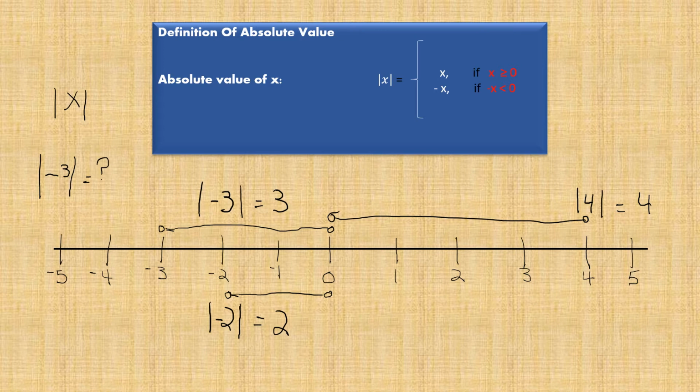But keep in mind, and this is important, the absolute value will always be positive or 0. Let me repeat that. The absolute value will always be a positive number or 0. And inside this blue box right here, this is the formal definition of the absolute value. So what I want you to do now, just stick around. I'm going to show you how to add, subtract, multiply, and divide real numbers.